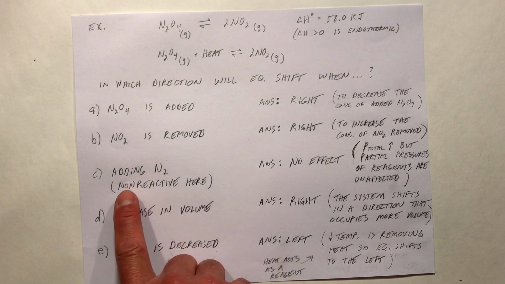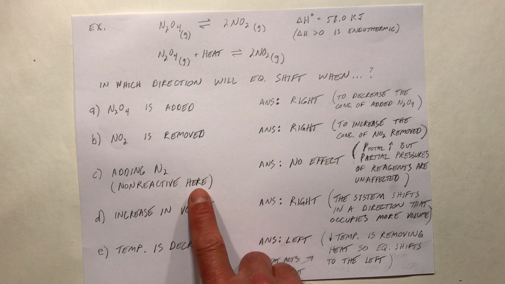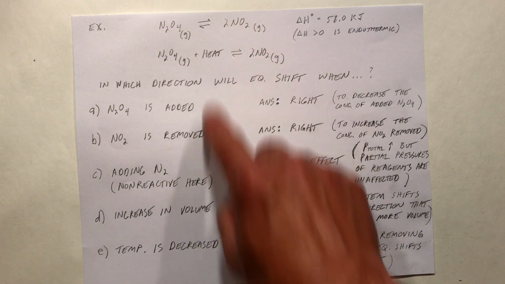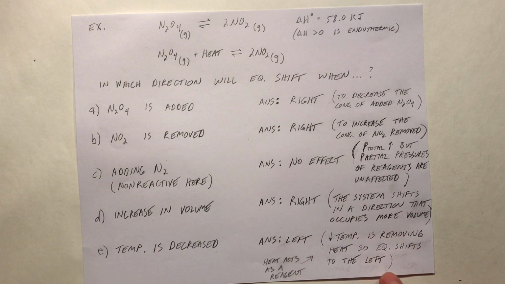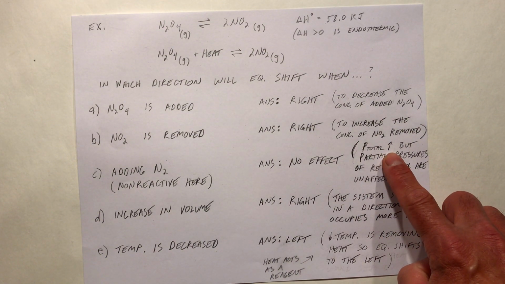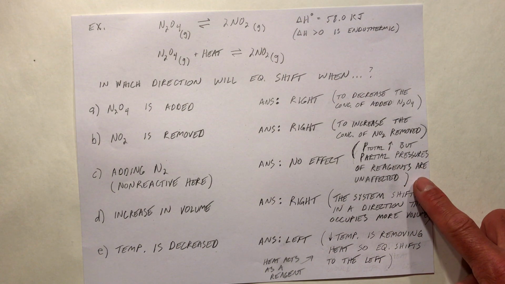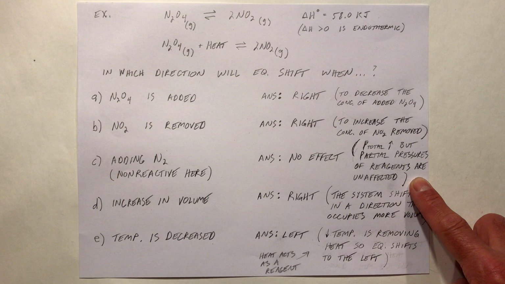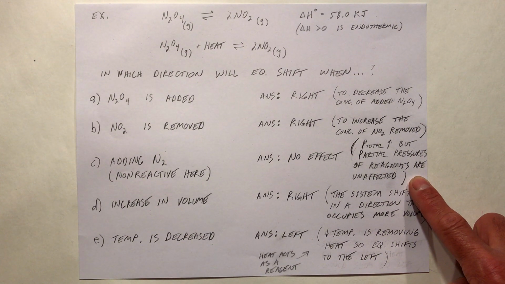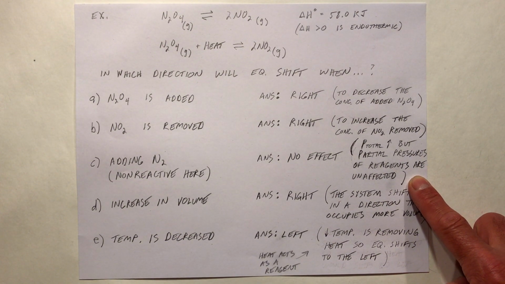How about C? We add N2, which is a non-reactive gas in this reaction. Since it's not part of the reaction, it's non-reactive here. Well, that would have no effect. The total pressure would go up, but the partial pressures of the reagents would remain unaffected. So that means that since the Kp is calculated with partial pressures, if they don't change, Kp doesn't change. The equilibrium doesn't shift in one way or another.